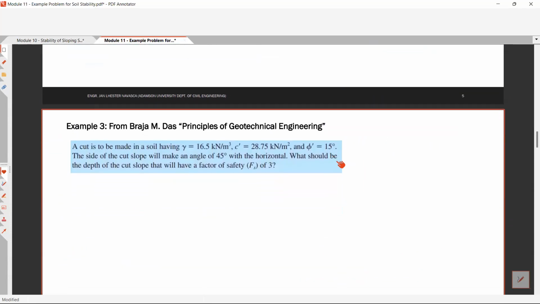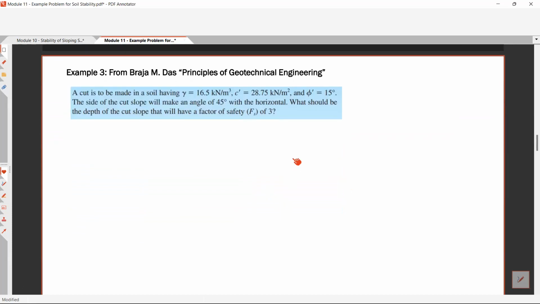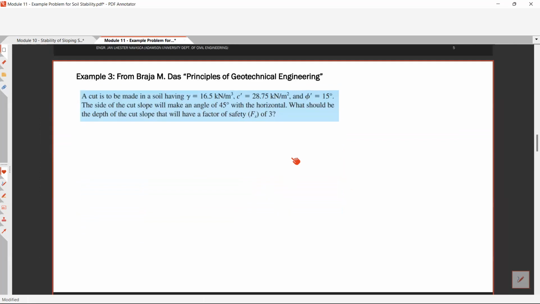Okay, next one, example problem 3 is again from the book of Braja M. Das, Principles of Geotechnical Engineering. So this one, we are now considering finite slopes. So why is it finite slopes? Okay, so let us read the problem.